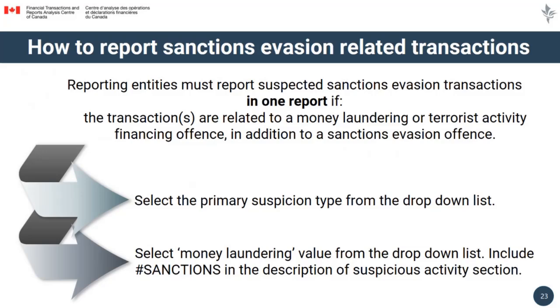In cases where the primary suspicion type is sanctions evasion, businesses will have two options to report. Businesses with system capability to select the new sanctions option can select the primary suspicion type from the drop-down list. REs with no system capability at this time to select new sanctions options must select the money laundering value from the drop-down list and add hashtag sanctions as the grounds for suspicion in the description of suspicious activities section. This section was previously referred to as the Part G before the reports were updated. FINTRAC has already received some STRs related to sanctions evasion, so we thank you for that.